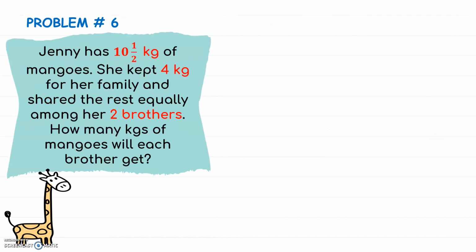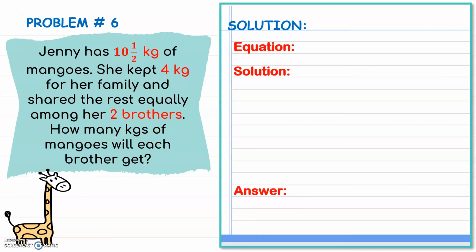Now let's have our last example. Jenny has 10 and 1/2 kilograms of mangoes. She kept 4 kilograms for her family and shared the rest equally among her 2 brothers. How many kilograms of mangoes will each brother get? This problem here involves 2 operations. Why is that? Because if you analyze the problem, you're asked to find the number of kilograms of mangoes each brother gets. Jenny originally has 10 and 1/2 kilograms of mangoes.